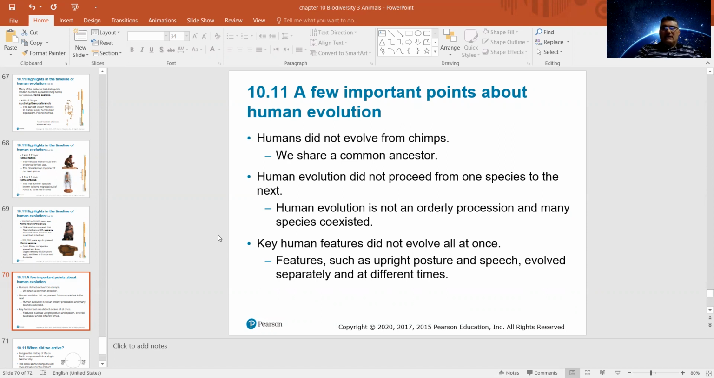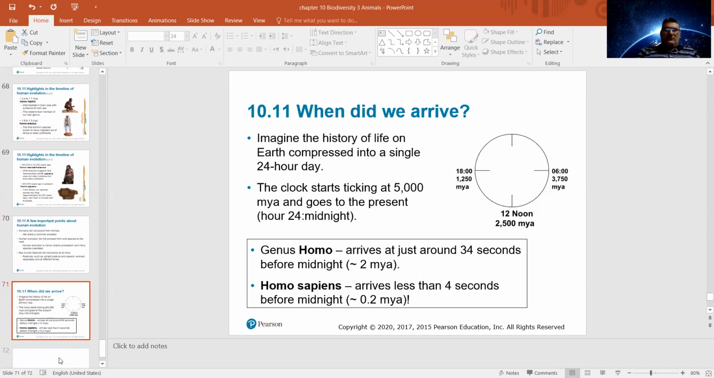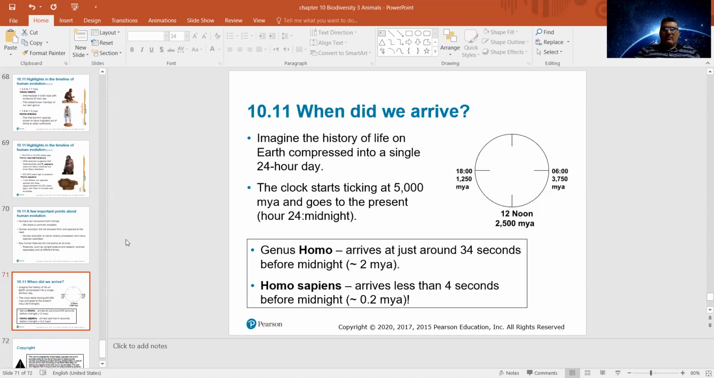They also said that in human evolution, the features did not evolve all at once. They came one after another, like the upright position was one of the very first things. And then they started to do some primitive speech. And then they started to articulate more, and so on. They started to evolve one after another.